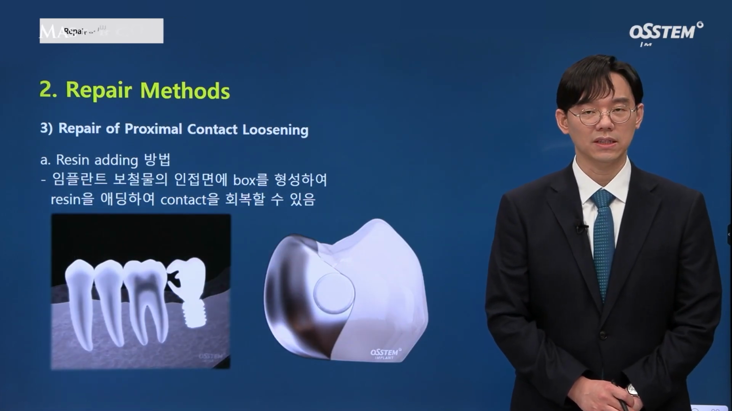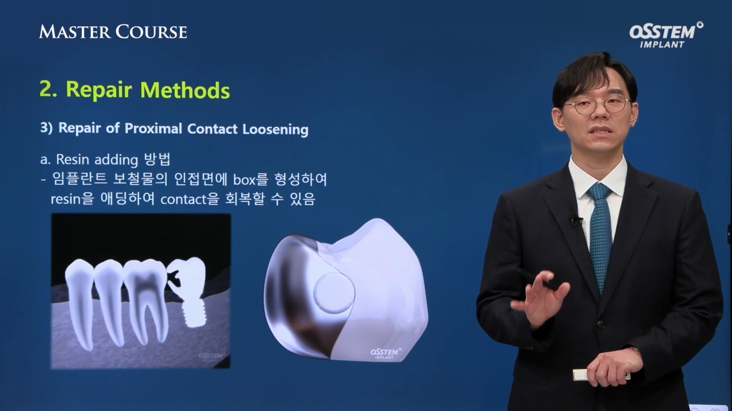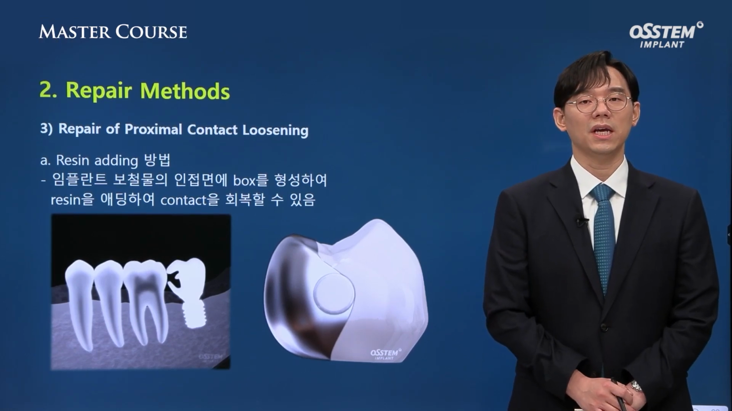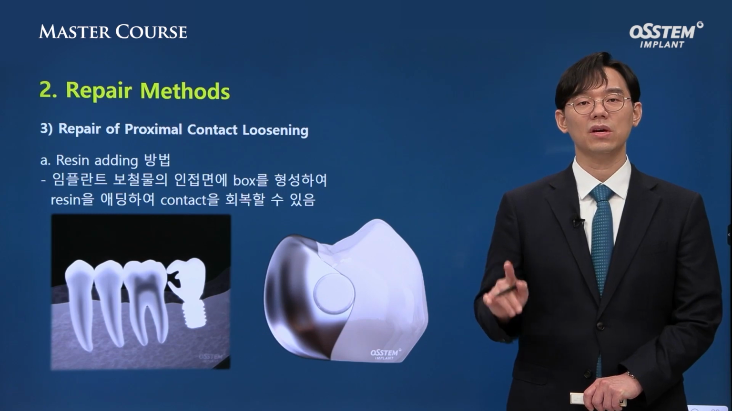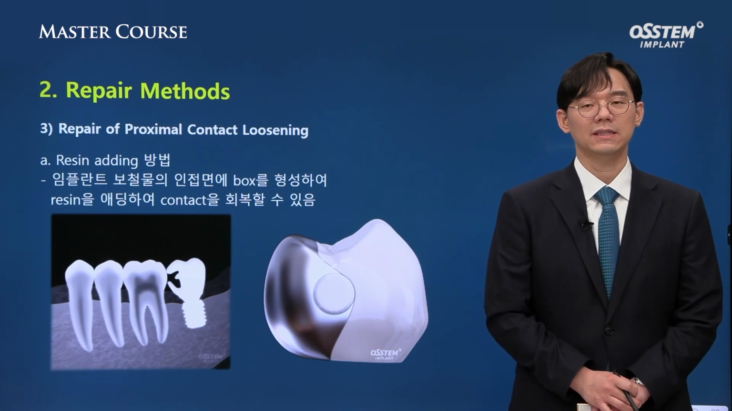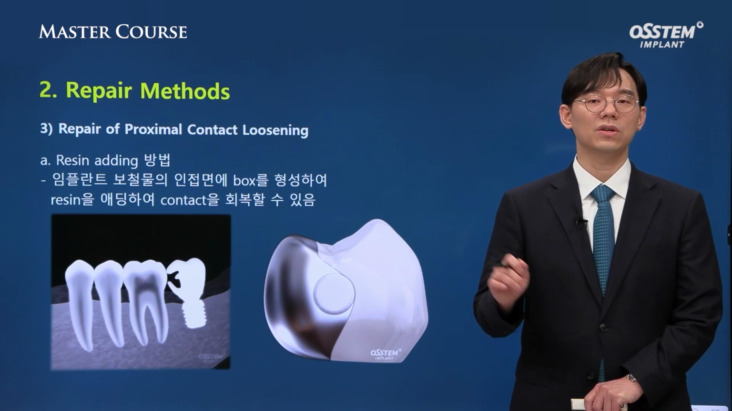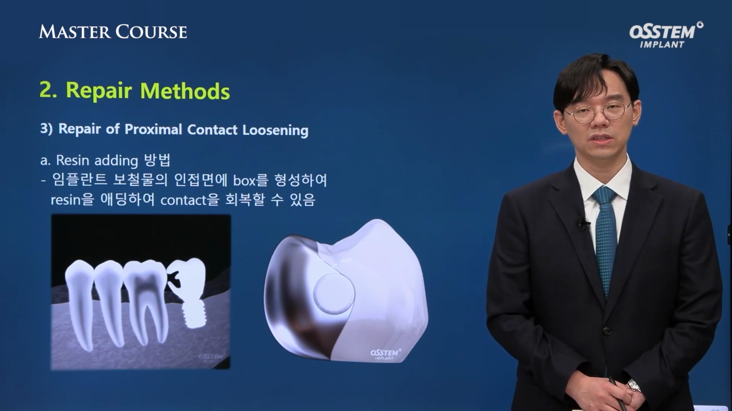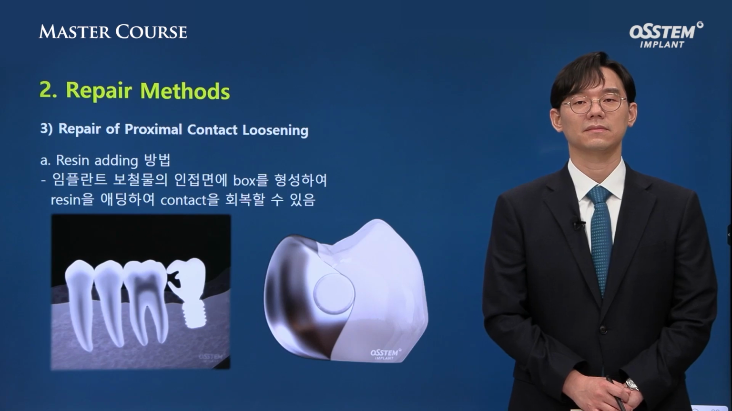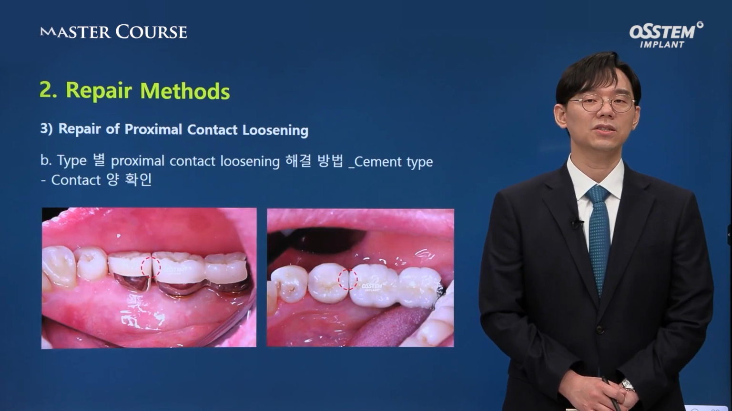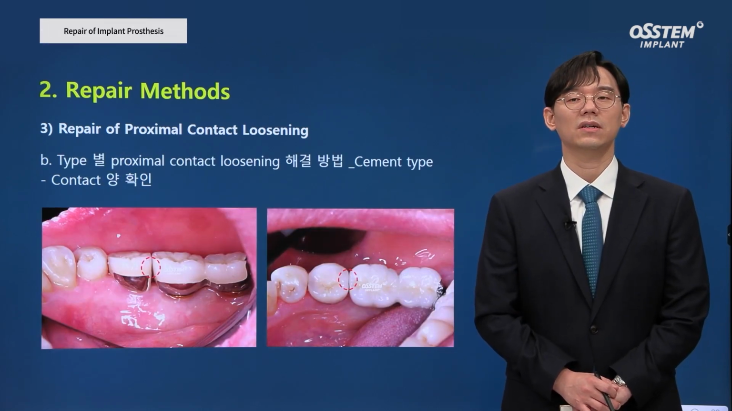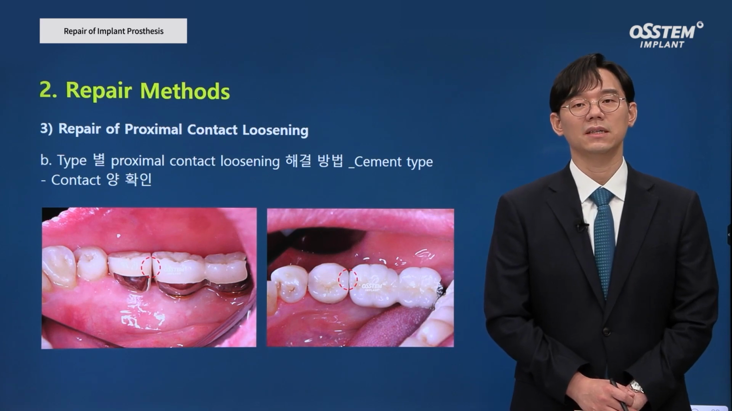Next is about repair of proximal contact loosening. When this is anticipated in the proximal contact, you can form a box where resin can be filled. If there is no box, then you can form a small cavity and perform class 2 resin adding. In most cases, you do contact adding after sending to the lab.